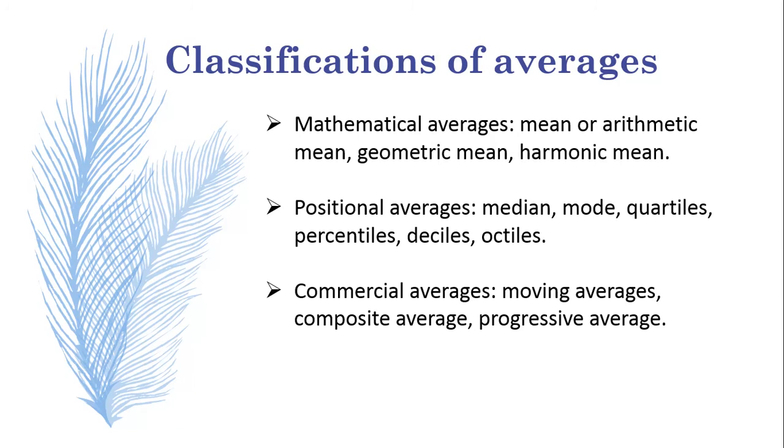What are the classifications of averages? There are three main classifications of averages: mathematical averages, positional averages, and commercial averages. Mean, geometric mean, and harmonic mean, which are well defined mathematically, come under mathematical averages. Median, mode, quartiles, percentiles, deciles, and octiles, which are observed with the position of the data, come under positional averages. And the moving averages, composite averages, and progressive averages come under commercial averages.